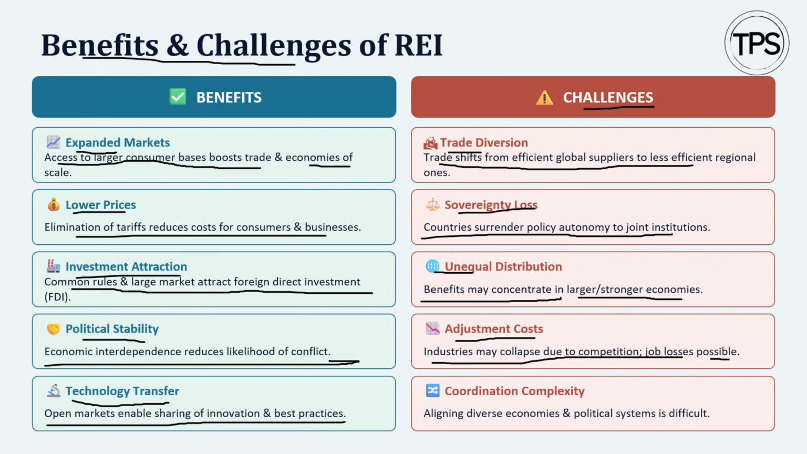That's right. Coordination complexities: aligning diverse economies and political systems is difficult. What was the point here? A benefit can become a challenge, as not every country's politics wants to get integrated or wants to surrender its policies. That's why it is coordination complexities. Now, this page is done.